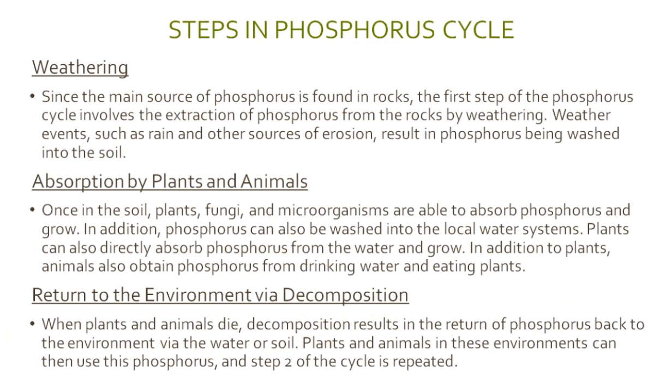Now we'll see the steps in phosphorus cycle. So the first step is weathering. Since the main source of phosphorus is found in rocks, the first step of the phosphorus cycle involves the extraction of phosphorus from the rocks by weathering. Weather events such as rain and other sources of erosion result in phosphorus being washed into the soil. Okay, this is all about weathering.